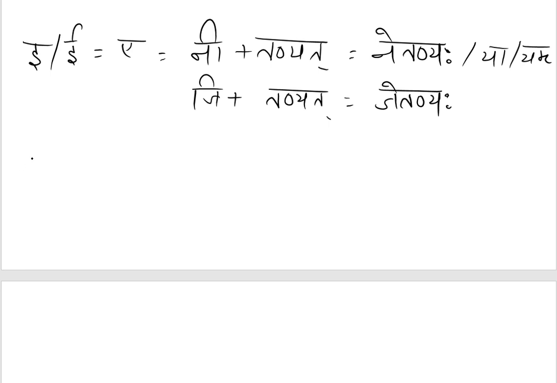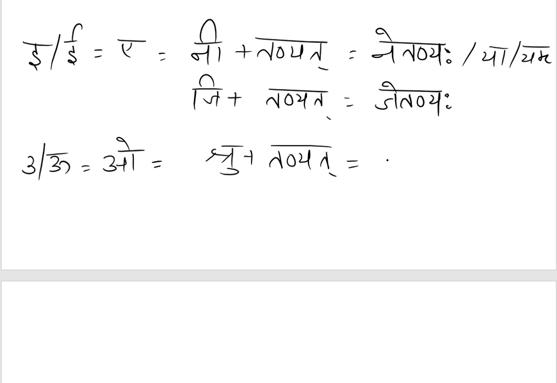If the ending letter is u or badi u, that will change into o. For example, shru plus tavyat. So u will change into o letter. So shrotavyah, shrotavya, shrotavyam. Like that we are making.